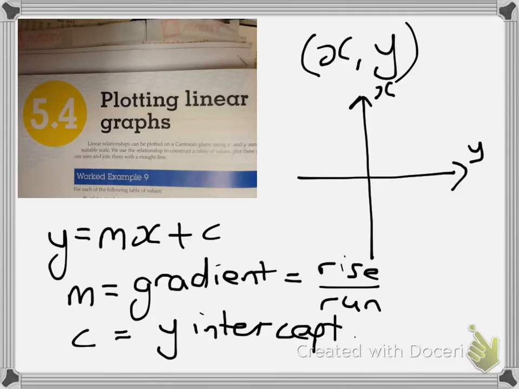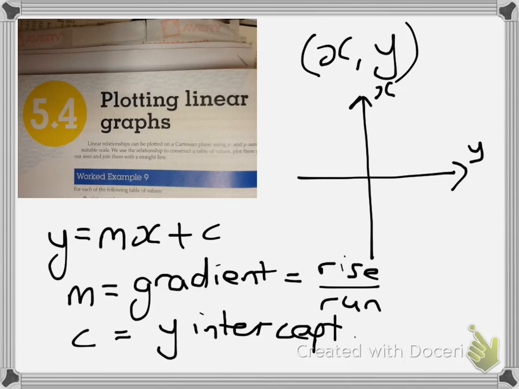This is plotting linear graphs, following on from our little game of battleships just the other day, and obviously plotting points on a set of axes or a Cartesian plane, which is what the X and Y grid is referred to. Linear relationships or linear equations come in the standard form y equals mx plus c, as you can see written on the screen, where m is what we call the gradient or the rise over the run, and c is called our y-intercept.